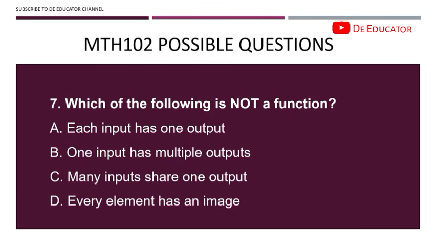One input has multiple outputs. This is correct. So option B is correct. Which of the following is not a function? Option B is not a function. A function cannot map one input to multiple outputs. Please take note: a function cannot map one input to multiple outputs.